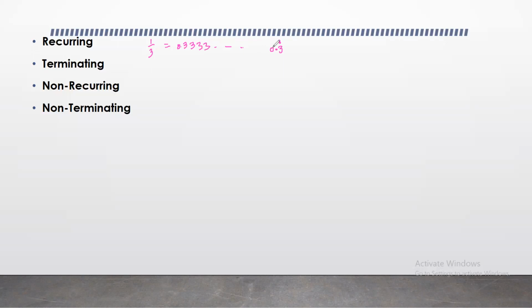And terminating, for example, is a number which we can change easily into decimals as well as into a common fraction. Let's suppose I have 1 over 2, so that is basically 0.5, and 0.5 we can change easily into fraction form. That is called terminating. Another is 3 over 4, which is equal to 0.75. So these are called terminating decimals. And remember that both terminating and recurring are called rational numbers because we can change both into fractions.